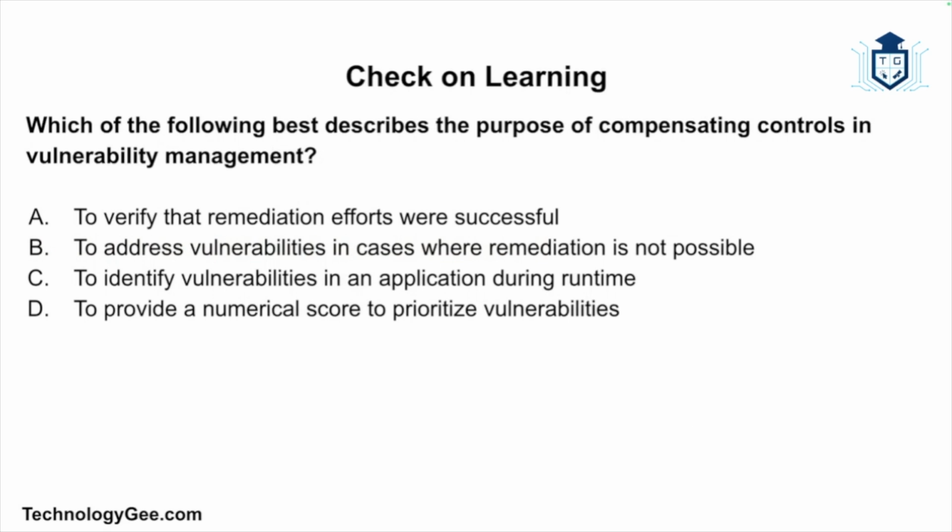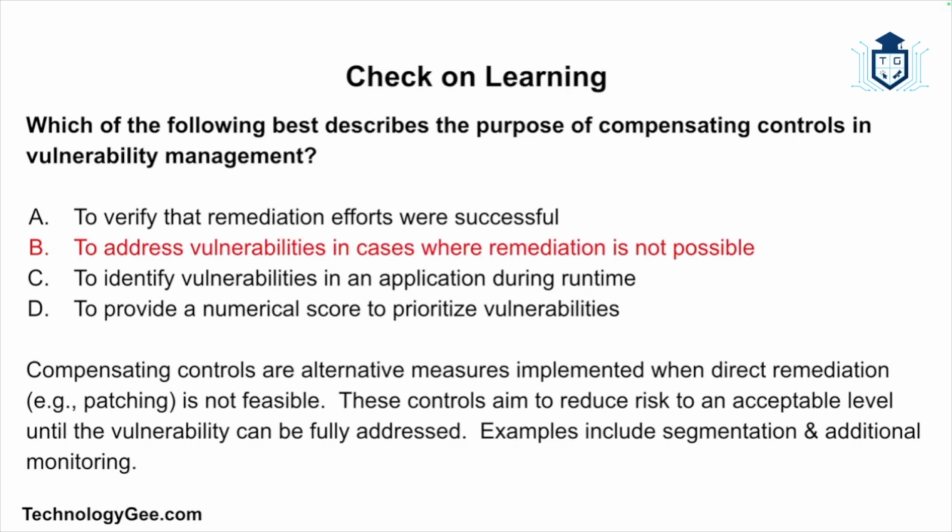And our final question, which of the following best describes the purpose of compensating controls in vulnerability management? Is it to verify that remediation efforts were successful? Is it to address vulnerabilities in cases where remediation is not possible? Is it to identify vulnerabilities in an application during runtime? Or is it to provide a numerical score to prioritize vulnerabilities? And the correct answer is to address vulnerabilities in cases where remediation is not possible.